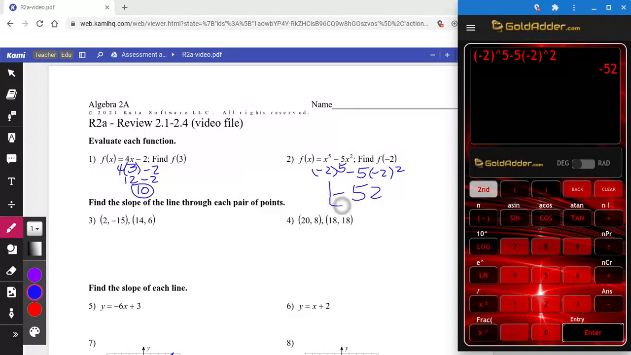If you're going to use a calculator, make sure you type it in right. But understand what this means. This means negative 2 to the 5th power. Negative 2 times negative 2 times negative 2 times negative 2 times negative 2.